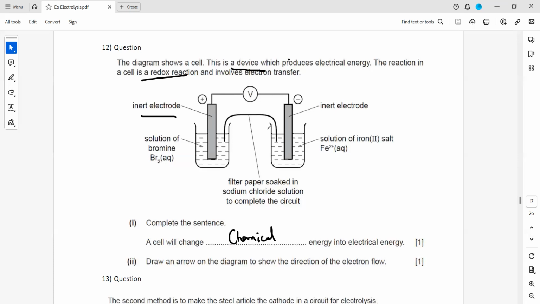Whenever in a cell we draw the movement of electron, it is always from the negative electrode towards the positive electrode. So we have to draw, in the next part, an arrow on the diagram to show the direction of electron flow. So what is the direction of electron flow? The direction of electron flow is always from the negative plate to the positive plate.